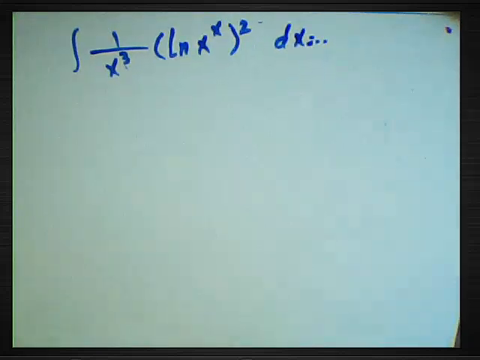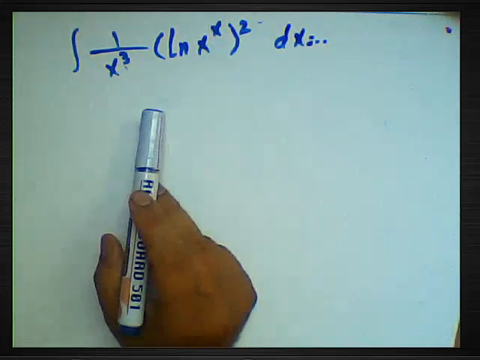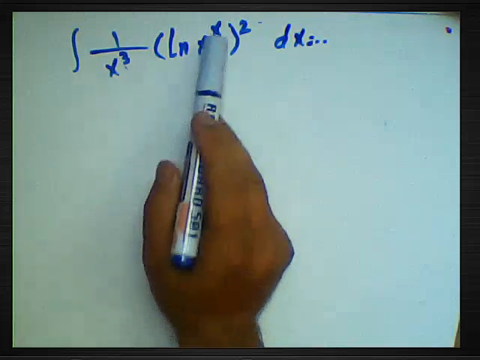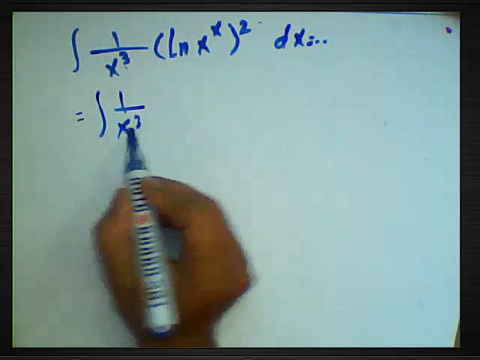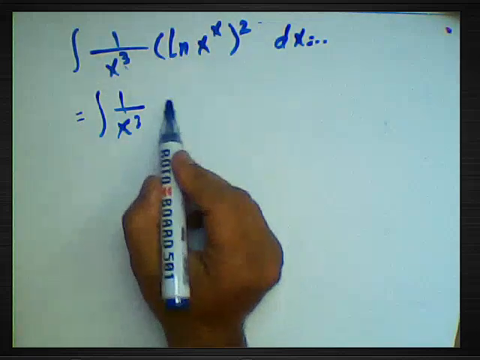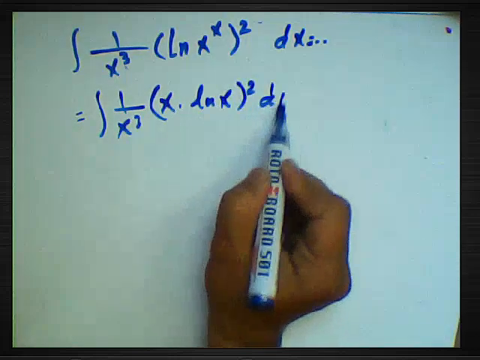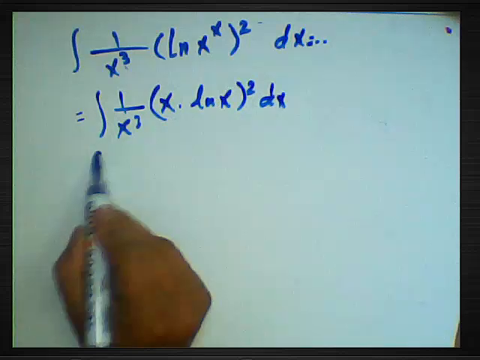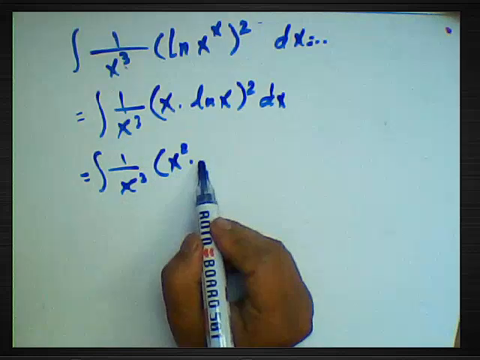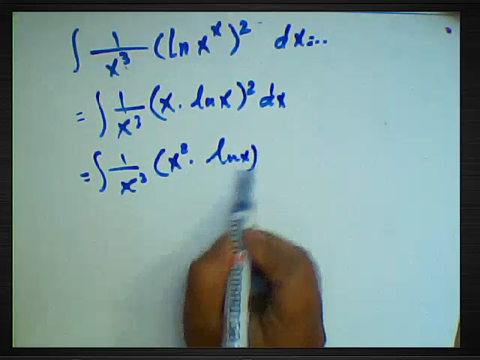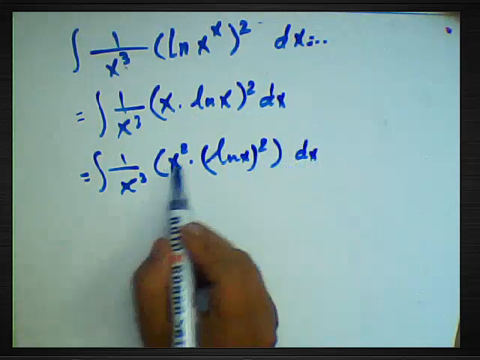Look at here, 1 over x^3 multiplied by (ln x)^x, all to the power 2. We can drop the power here. I will write 1 over x^3 and drop x here. It will be x multiplied by (ln x) all to the power 2 dx, and distribute the power here: 1 over x^3 multiplied by x^2 (ln x)^2 dx. We can multiply them.